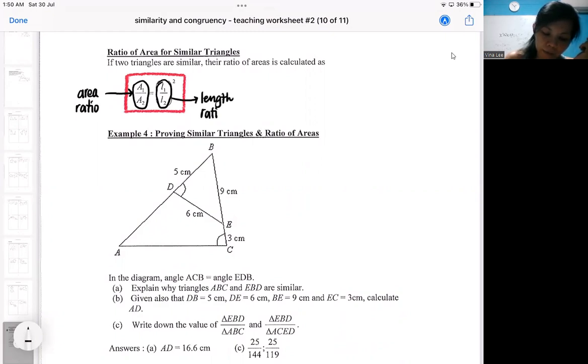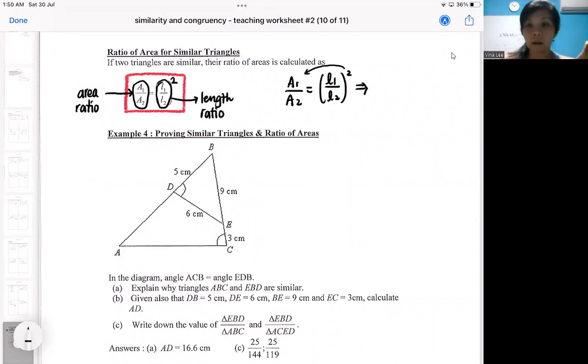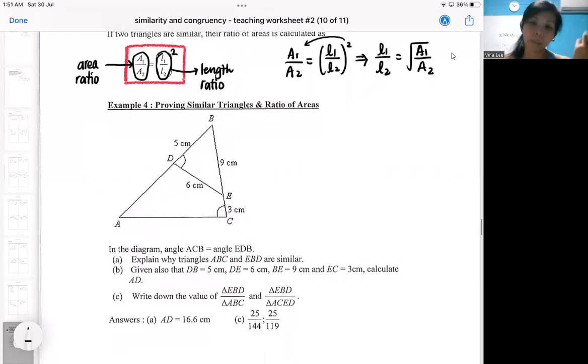If you look at the formula, the area ratio is the square of the length ratio. So that is the formula, and the formula is interchangeable. That means I can find the length ratio if I take a square root. That's a manipulation of the formula. Okay, let's come to an example to see how it is done.